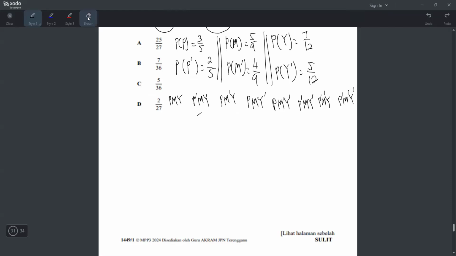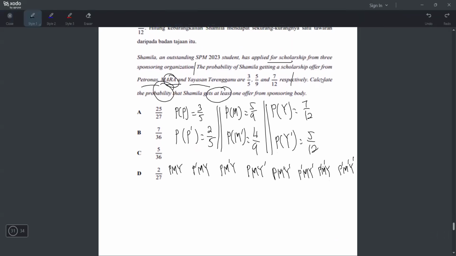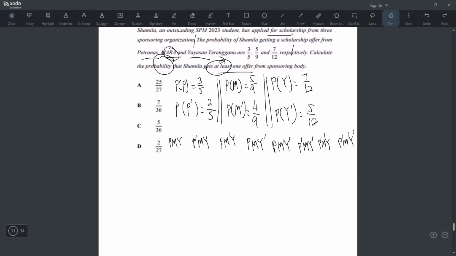Right? Tapi you tak payah buat semua. Kita tak ada masa. If you buat semua probability all this and you add together, you will get 1. Kalau you buat semua lah. You hanya buat yang soalan suruh you buat je. So yang soalan nak apa? Dia nak yang at least one offer. Dia dapat at least one offer. At least is sekurang-kurangnya satu offer. It means dia kena dapat sekurang-kurangnya satu. Means satu atau lebih lah. You are finding the probability of getting one offer or more than one offer.